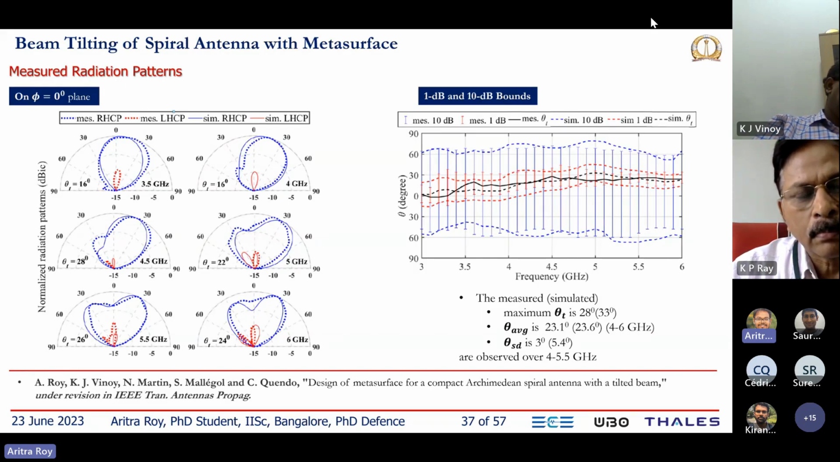Another problem was that above 6 or 8 gigahertz, the concentric rings become too small. And there is also a possibility of higher order modes, which doesn't let us design the tilted beam accordingly.